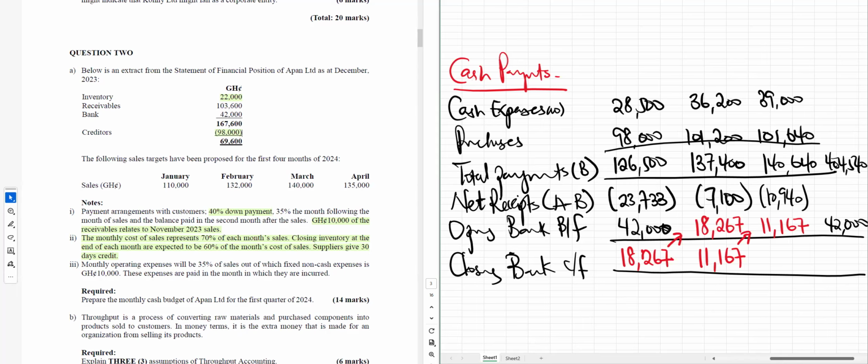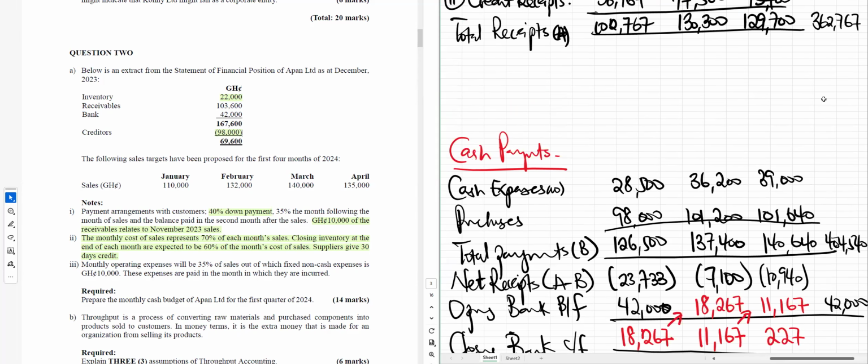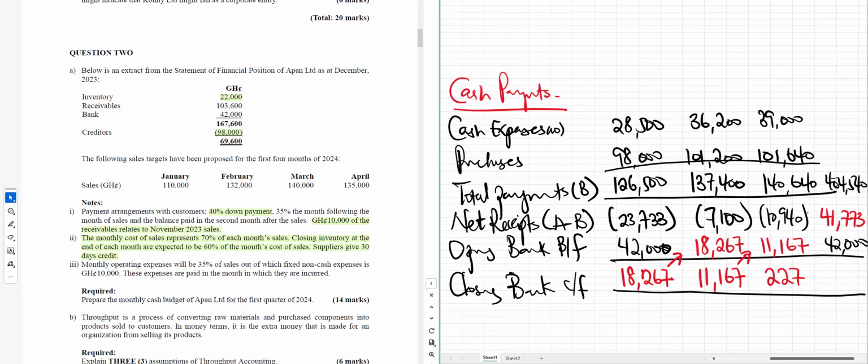So put it together, 10,940. That's 227. Okay. Now when we look at the net receipt from the top, 362,767 minus 404,540, you have 41,773. 42,000, what do you get? That is negative. No, this is negative, yes, but if you add it to 42,000, what do you get? Two to 7. A balance it.